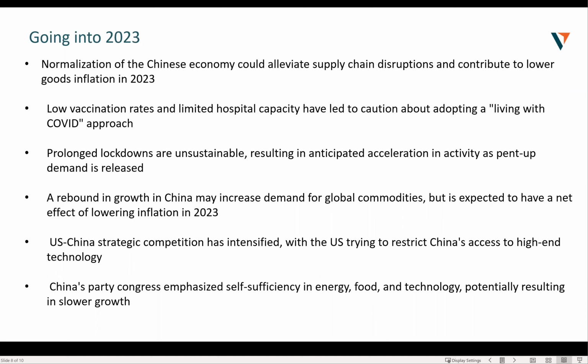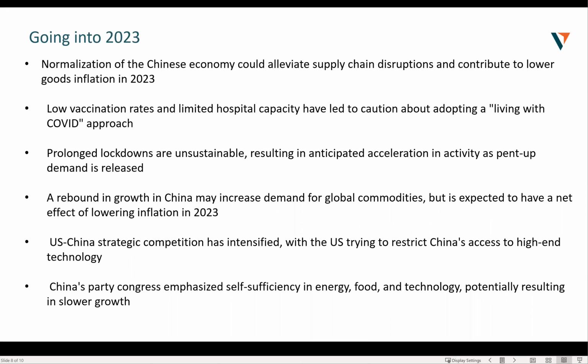So other themes would be the opening up of the Chinese economy, right? So this could alleviate supply chain disruptions and also contribute to lower goods inflation in 2023, especially now that China's economy is opening up and we're seeing much softer restrictions.